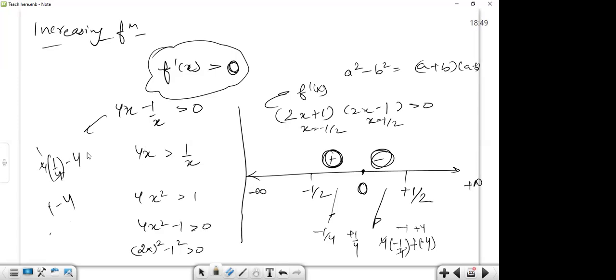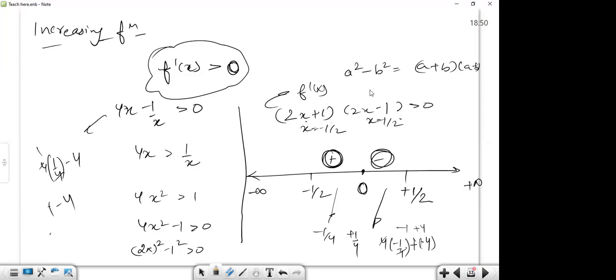Let me recheck. 4 into 1 by 4 minus 1 by x, that will be 4. So 1 minus 4, that's negative. And so this needed to be positive only. Are we making some mistake? 0 plus 1 minus 1. So this won't be included in this also.